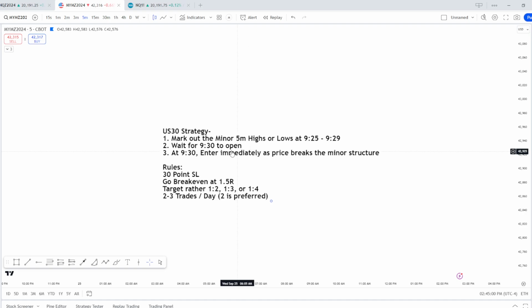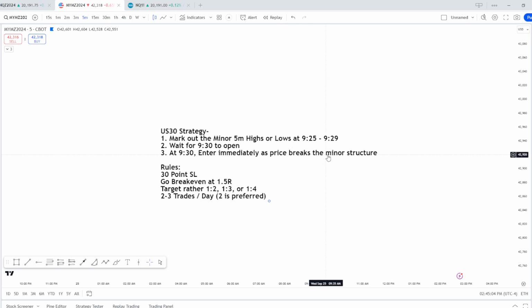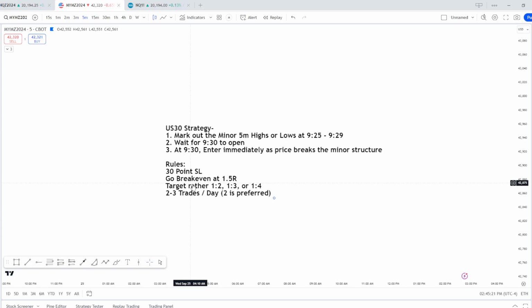So like this says right here, at 9:30, enter immediately as price breaks the minor structure. So I'll show some examples with that, but essentially you just want to enter as soon as it breaks. You do not want to hesitate. You do not want to second guess yourself. If you have the minor structure and it is there, you want to take the breakout. So the rules for this is just like normal.